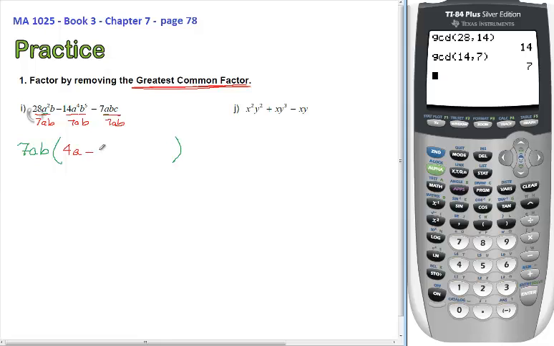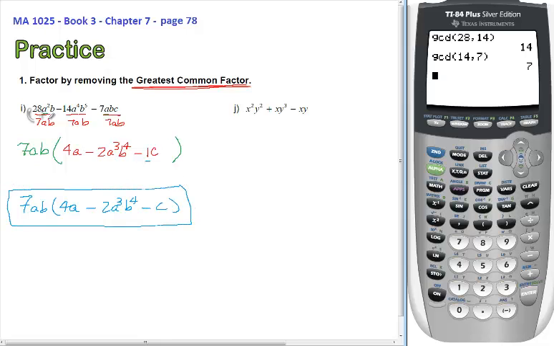Minus 14 divided by 7 is 2. A to the 4 over a is a cubed. b to the 5 over b is b to the 4. Minus 7 divided by 7 is minus 1, and you can put the 1 there. The a's will cancel, the b's will cancel, so it's minus 1c. Now again, that 1 is understood, so a lot of people will not write that 1. So your final answer would be 4a minus 2a cubed b to the 4 minus c. If it helps you to write the common factor underneath each one, sometimes that helps, so you can do that if you so desire. So 7ab outside of 4a minus 2a cubed b to the 4 minus c is your final answer.